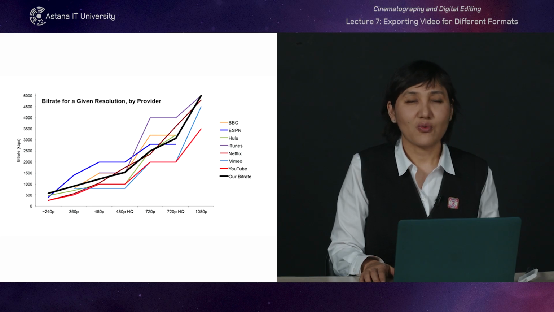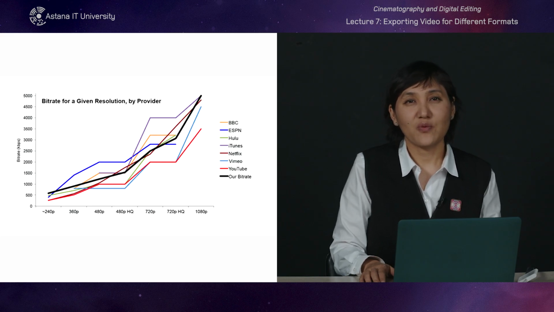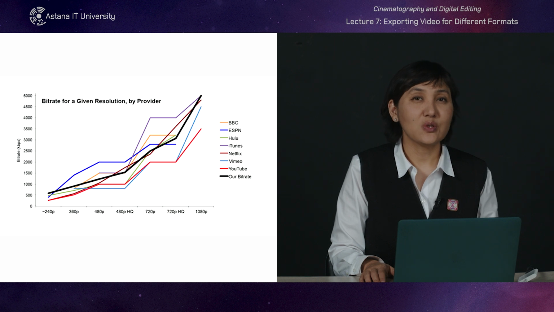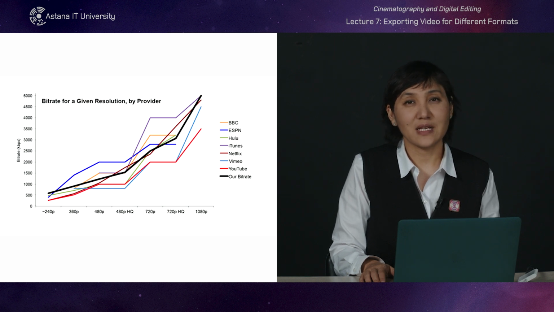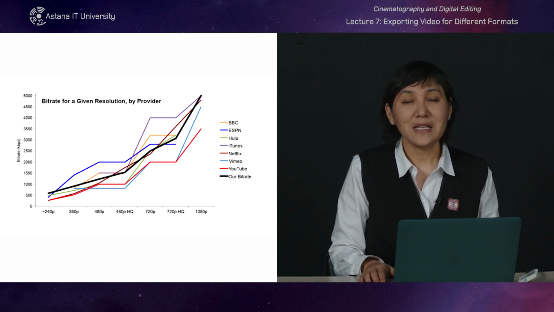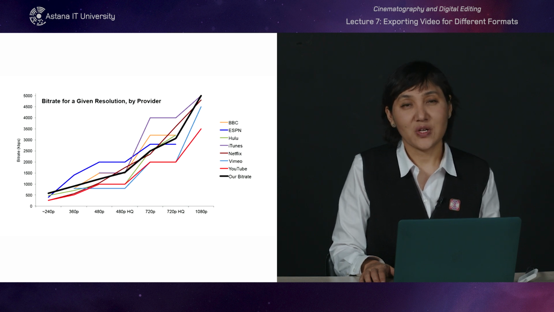Additionally, broadcasters often have specific requirements for the frame rate, which is typically 29.97 frames per second in NTSC regions and 25 frames per second in PAL regions. Our region is PAL.